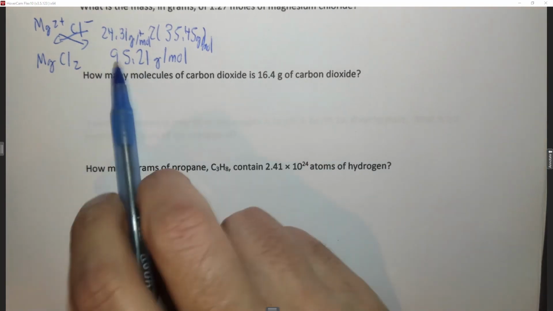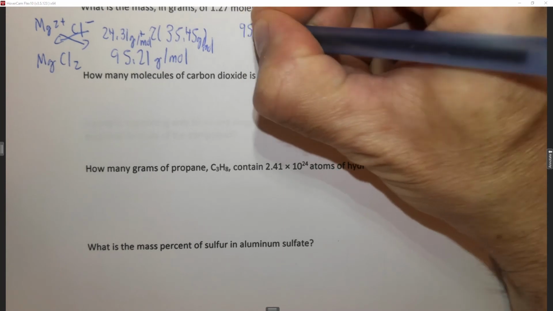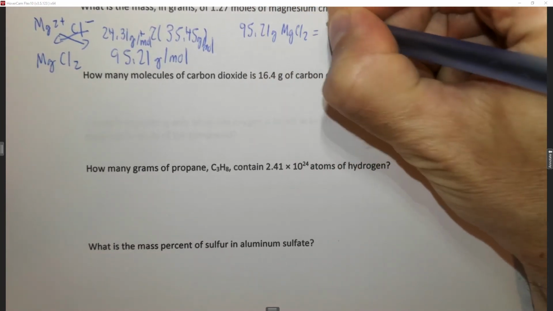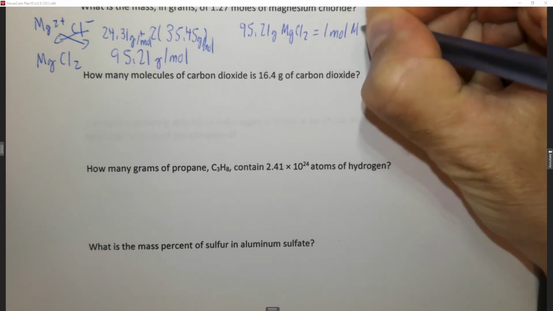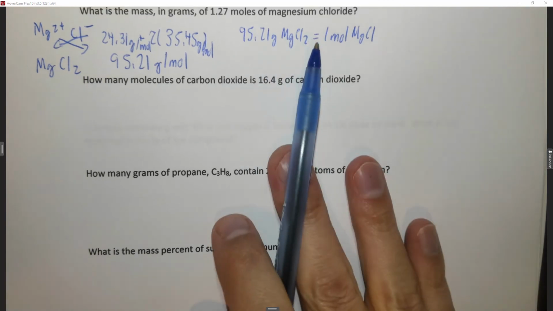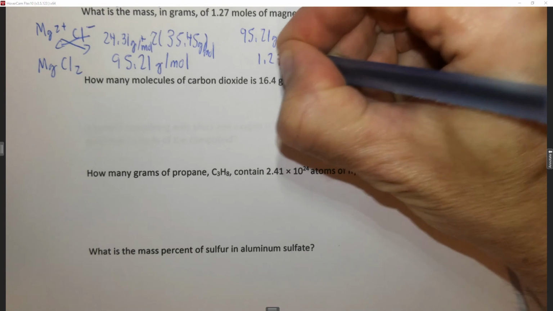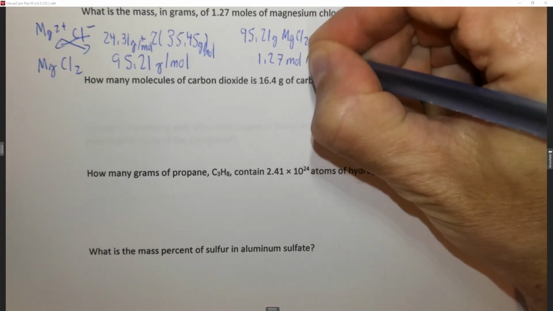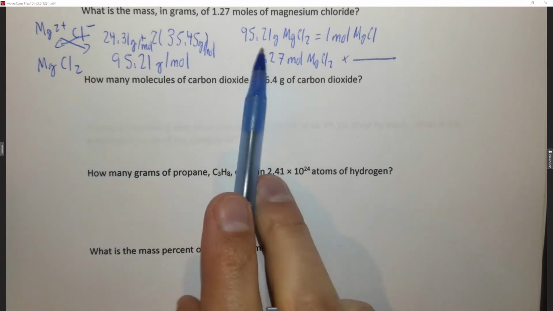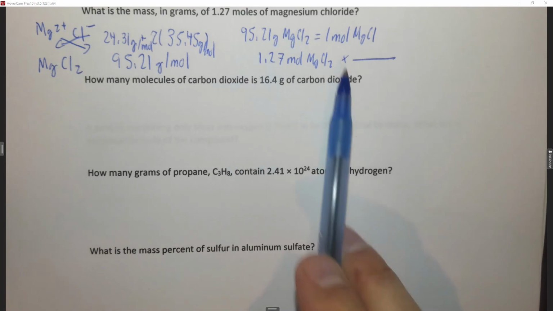Well, if we look at this as an equality, like we did in the previous question, what this means is 95.21 grams of MgCl2 is equal to 1 mole of MgCl2. But now we need to use this to solve this. So if we start with 1.27 moles of MgCl2 and we want to convert it to grams, we have to decide what do we put on the top and what do we put on the bottom. Do we put the 95.21 grams or the 1 mole?